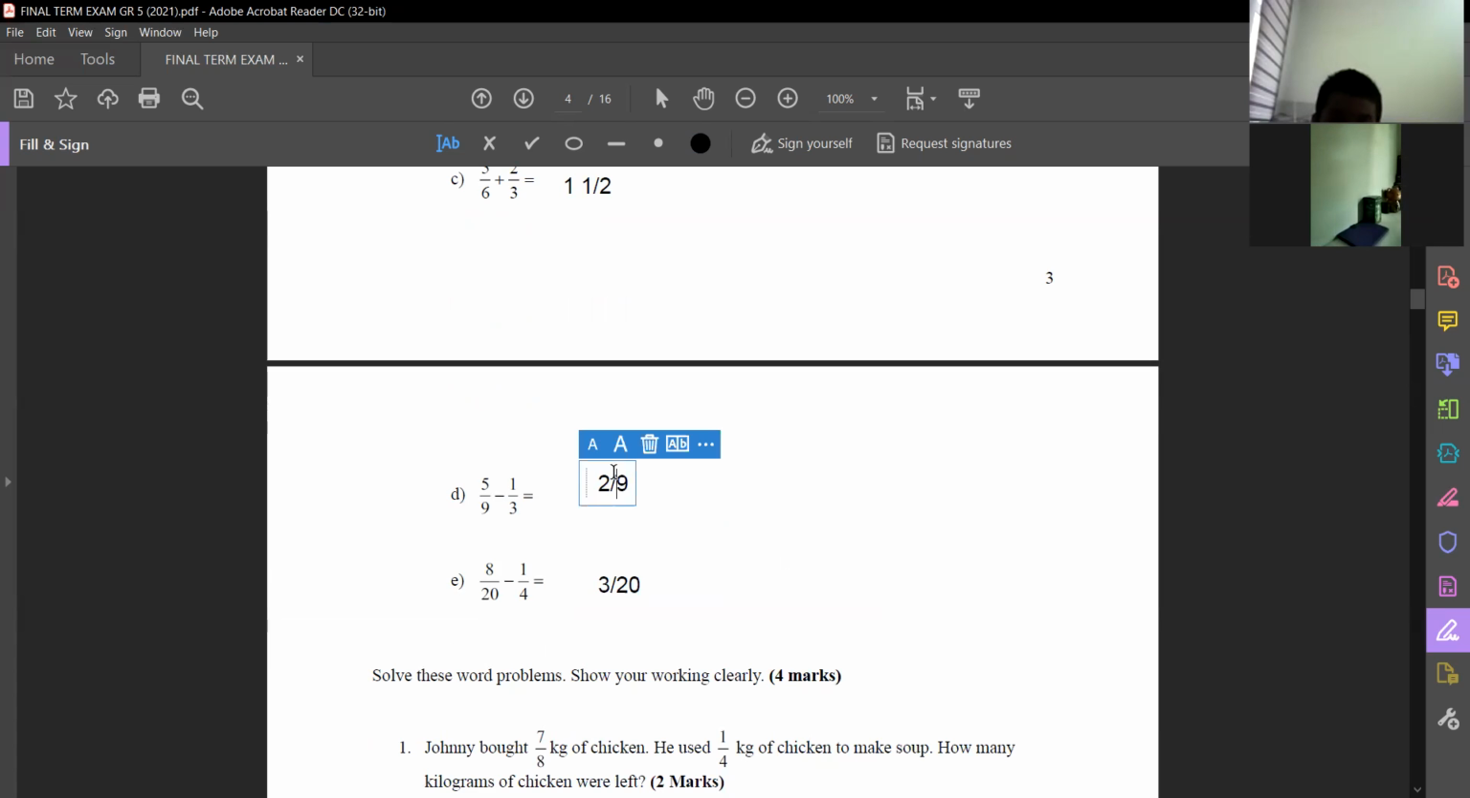Because for this kind of answers you don't have to simplify, right? Nothing to simplify. So you can leave the answer, but don't just give me the answer. Few of you just give me the answers. That means no working is given, so no marks will be given to the students. Correct or not?